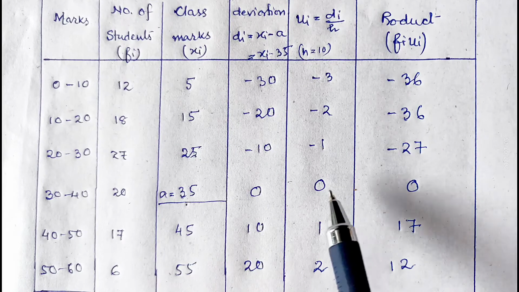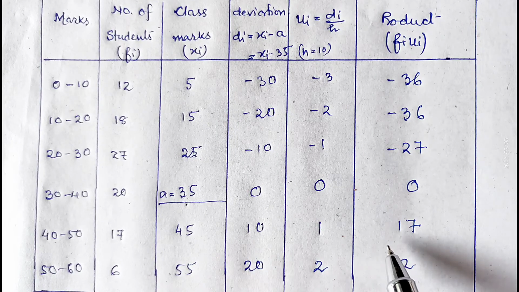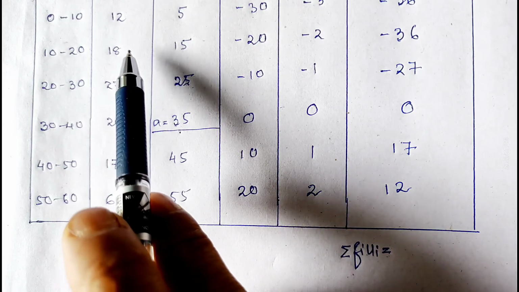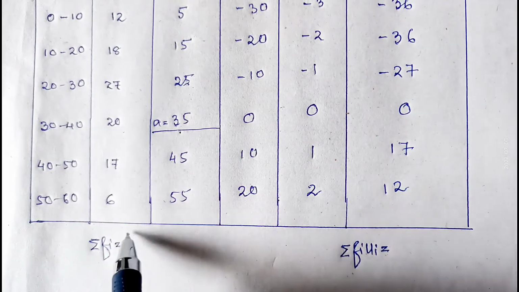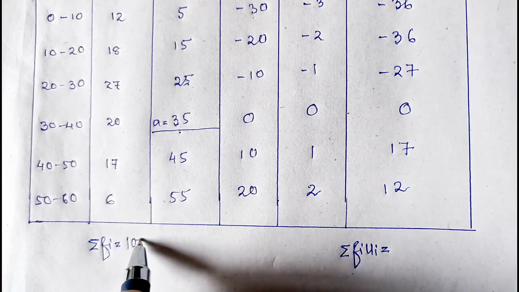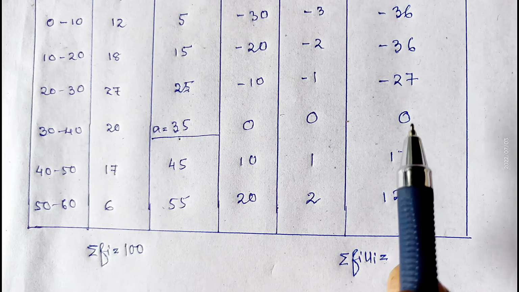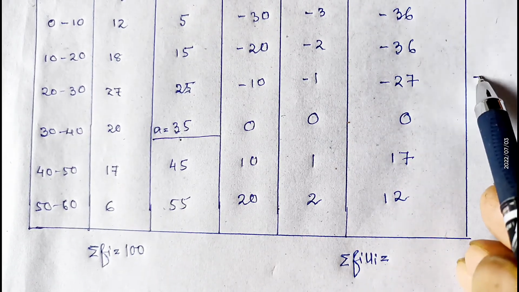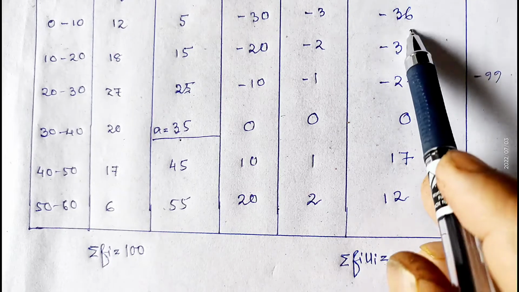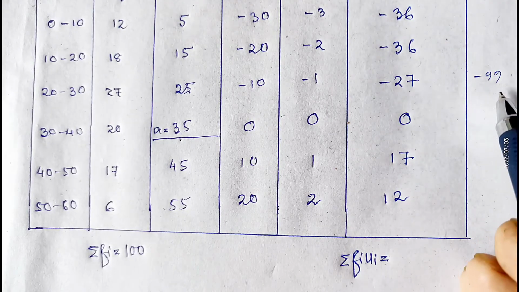The next step, we have to add all the frequencies and all the products, that is fi ui. If we add all the frequencies, 12 plus 18 plus 27 plus 20 plus 17 plus 6, it will be 100. So summation fi will be 100. If I add all the products, minus 36, minus 36, minus 27, after adding these three it will be minus 99. All the negative values will be added, so it will be minus 99.